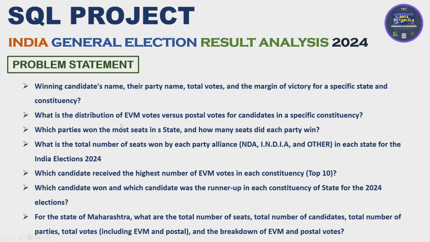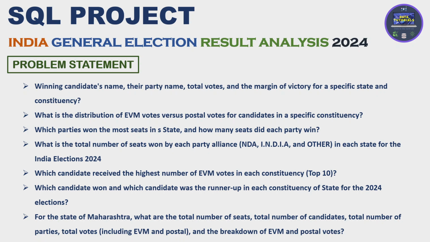Then we have to see the distribution of EVM votes versus postal votes for candidates in specific constituencies. EVM votes are the electronic machine votes, which those who are 18 plus might have voted. Postal votes are for military people or people who are remote, or working at a polling booth. I'm not sure, but these are the people who send their votes by post. So that's postal votes. Then which parties won the most seats in a state, and how many seats did each party win? We are going to see that state-wise.